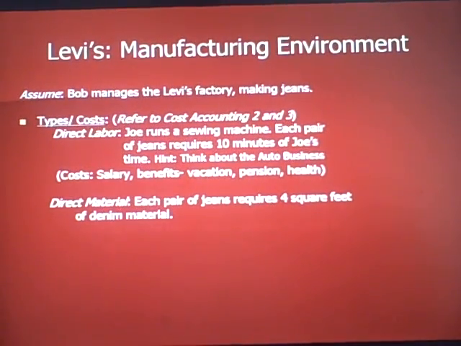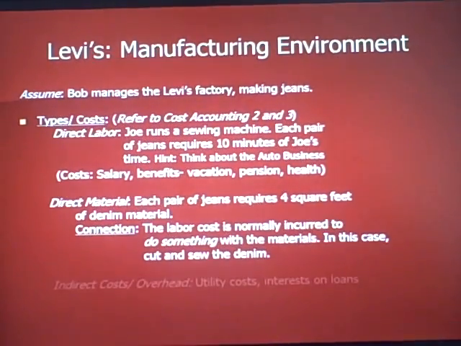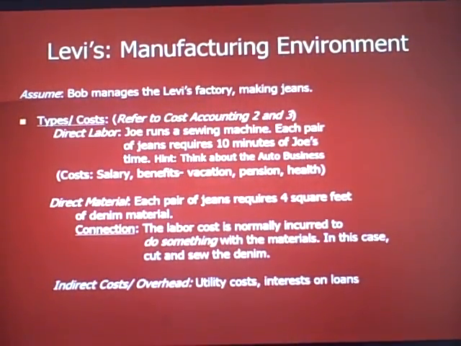And direct material. We all have pairs of jeans, and the biggest component of making jeans is denim. In my example, I've said each pair of jeans requires 4 square feet of denim material. You can think of the material and the labor costs in this way. The labor cost is normally incurred to do something with the material. Once you've got the material on your factory floor, you need to do something with it. In this case, you need to cut, sew the denim, and eventually dye it into whatever color you want.